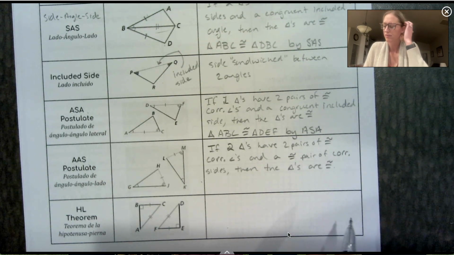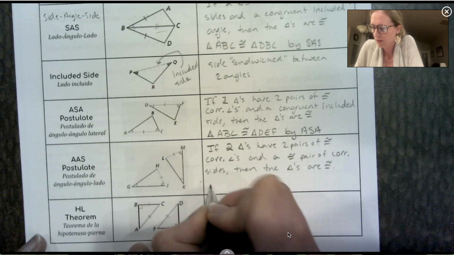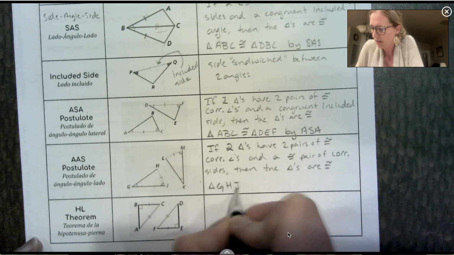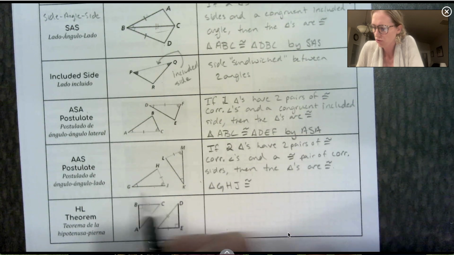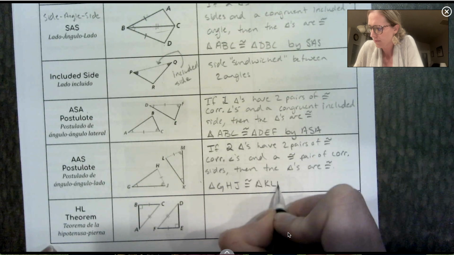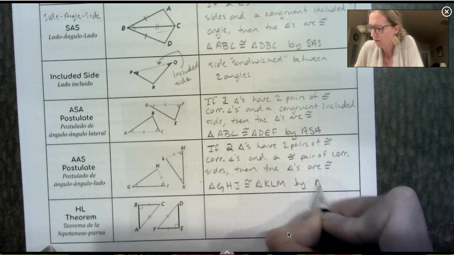All right. Okay, so for this one, we can say triangle GHJ is congruent to G, so G matches with K, K to L to M, by, this one is angle, angle, side.